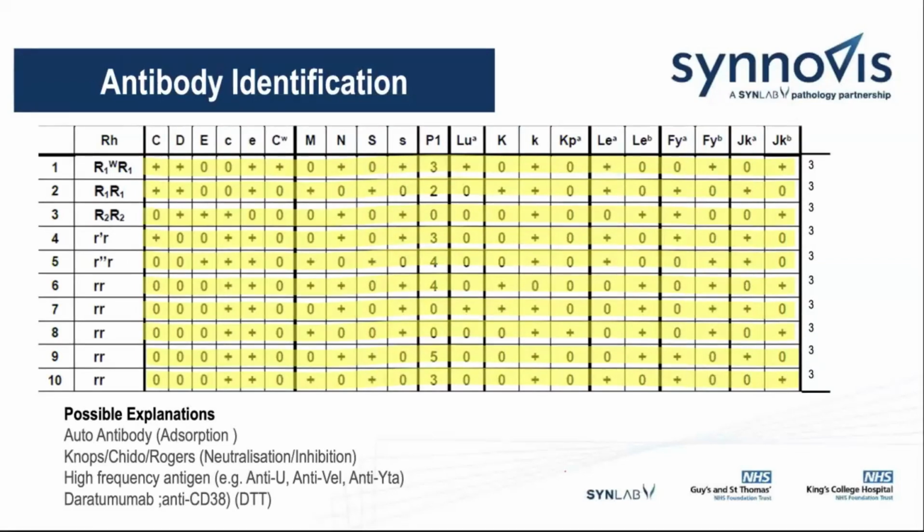The explanations can include an autoantibody, and what we could do is absorb that off and see if there's any underlying alloantibodies in the plasma. It could be an anti-Knops, Chido, or Rogers. In this technique, you can actually neutralize these antibodies because they are not clinically significant. They just cause issues with the technology that we're testing with. It could be a high frequency antigen, such as anti-U, meaning a lot of the population is positive for that antigen. Therefore, it's very hard to find negative cells.